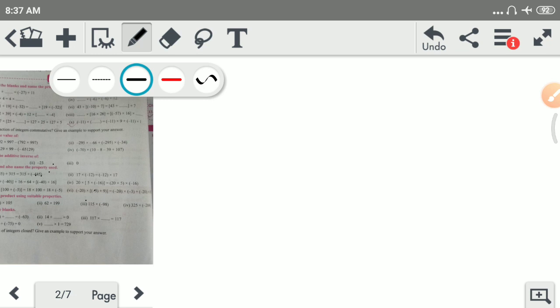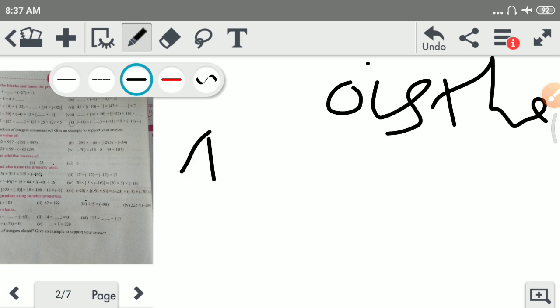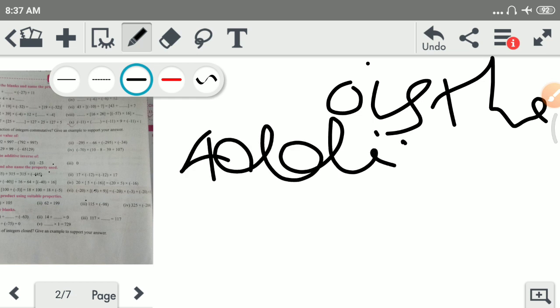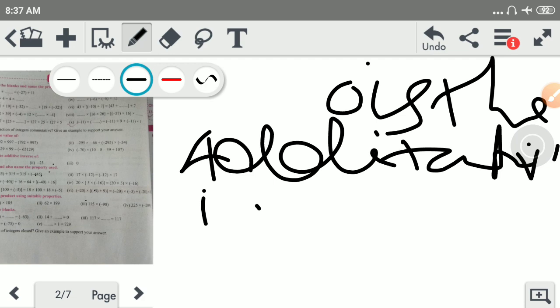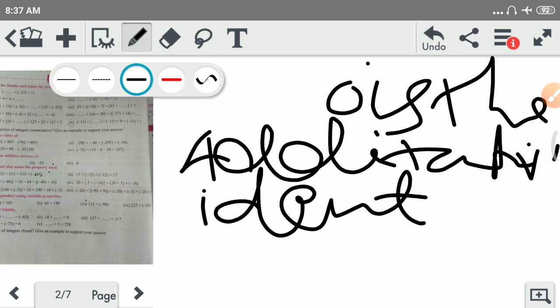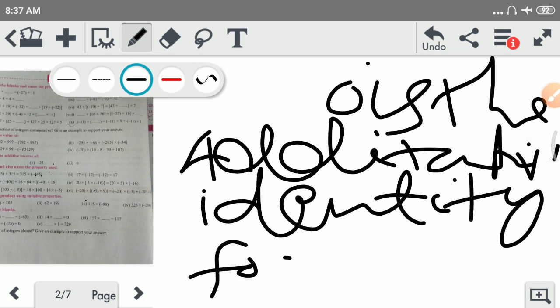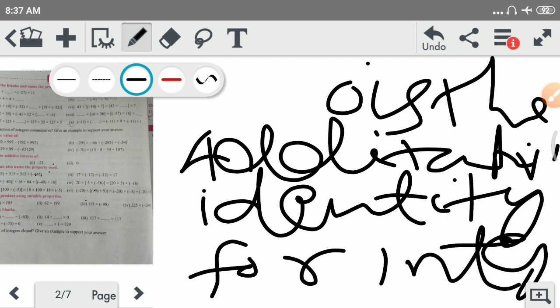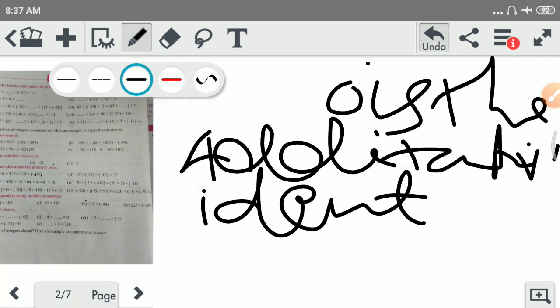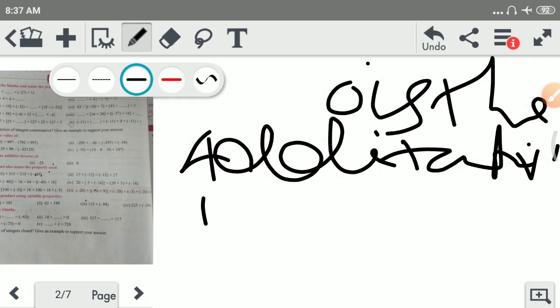0 is the additive identity for integers. Okay, then now I will talk about 1. 1 is the multiplicative identity for integers.